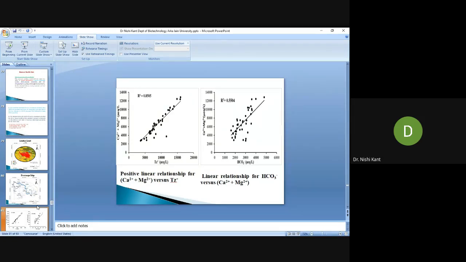The positive linear relationships for calcium and magnesium versus total cations indicate the major source of calcium and magnesium ions in the groundwater is the weathering of carbonate minerals. The linear relationship for bicarbonate versus calcium plus magnesium reveals weathering of minerals involved in the concomitant production of bicarbonate ions from dissolved carbon dioxide and reactions of rock minerals in the presence of H2O and CO2.